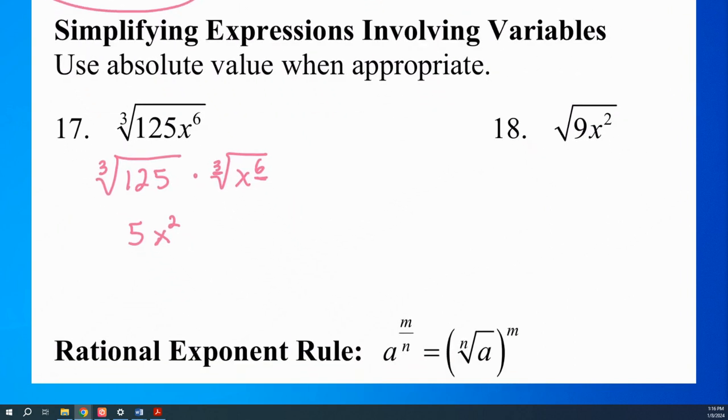So again, this time we're taking a square root. We can split it into the square root of 9 times the square root of x squared. What is the square root of 9? 3. And what's the square root of x squared? X. But this time, is our index even? Yes. So what do I need to put around that x? Absolute value bars. Is that technically 3 times the absolute value? Yeah.